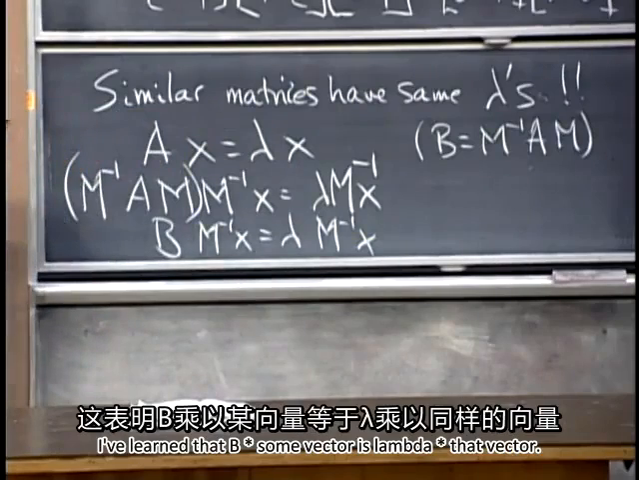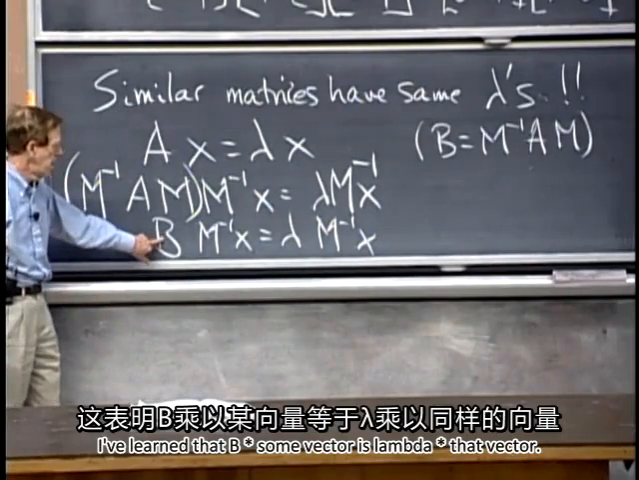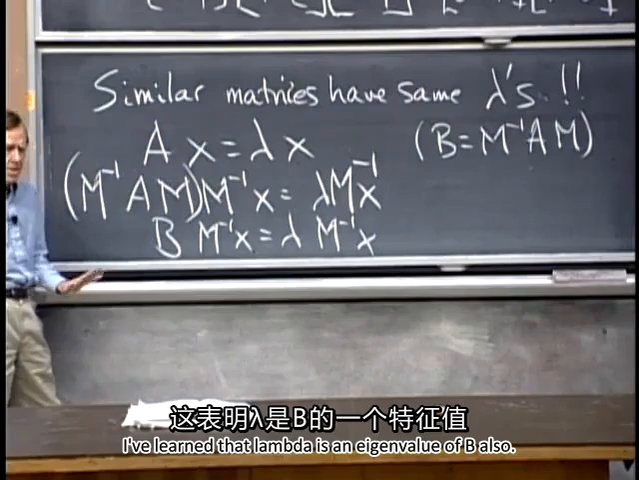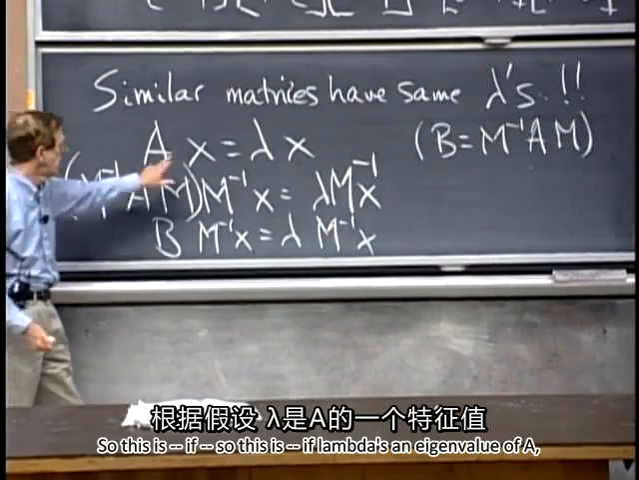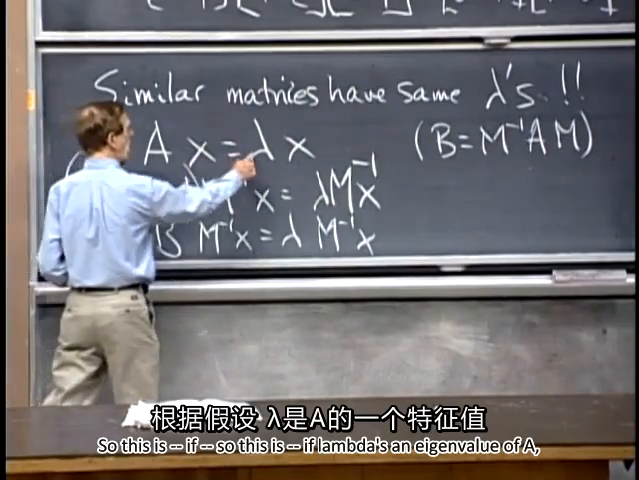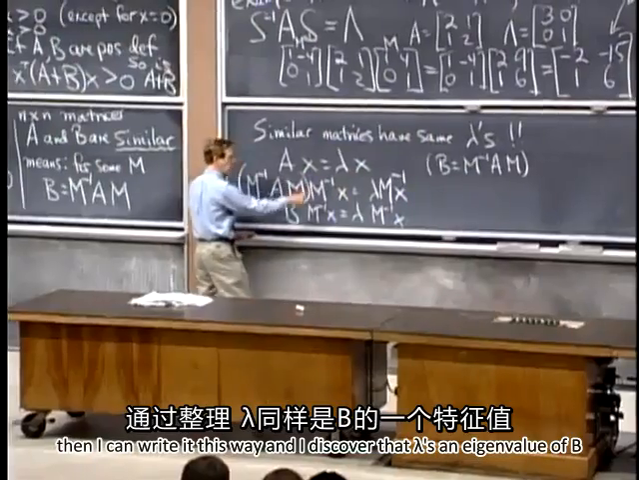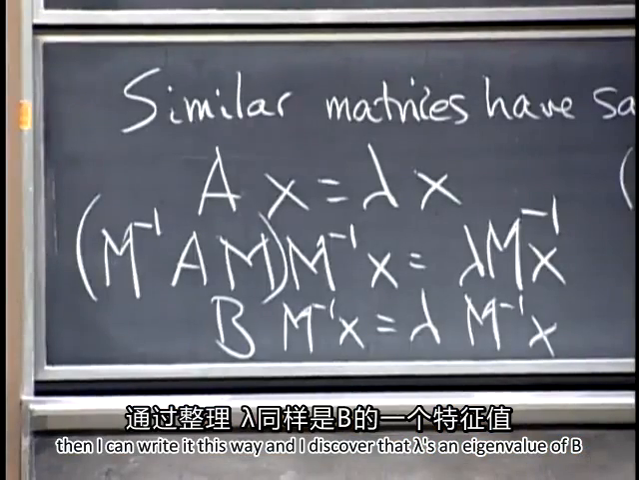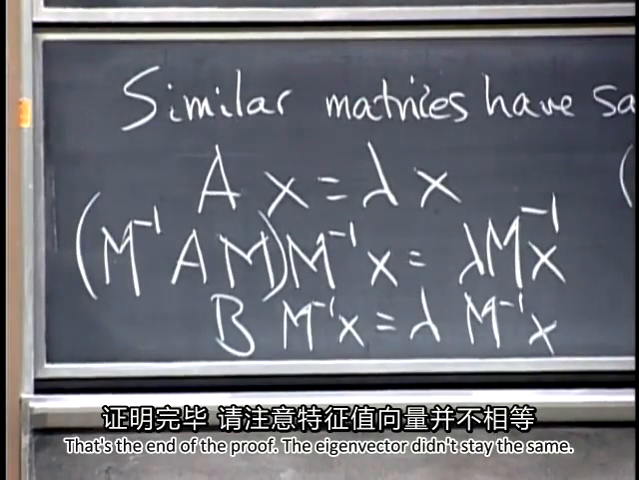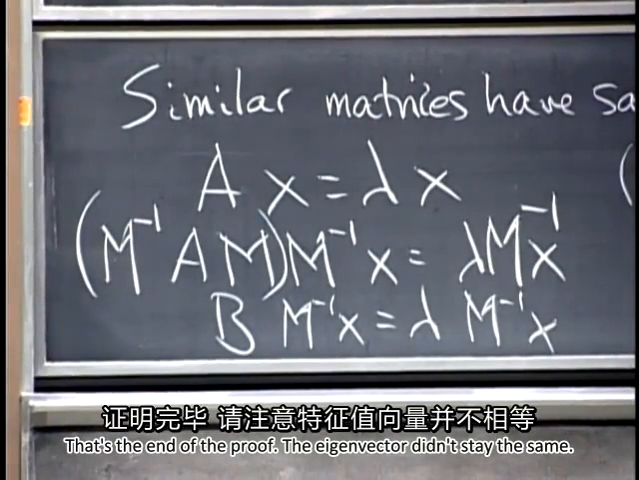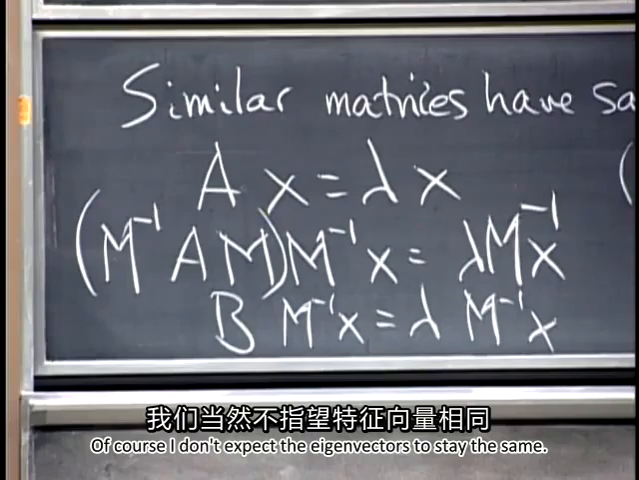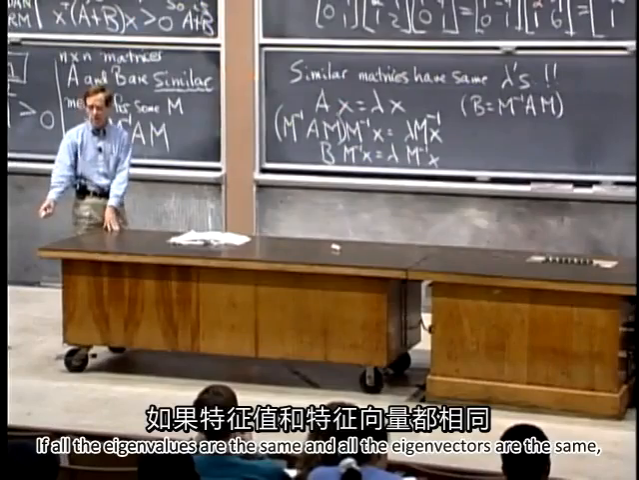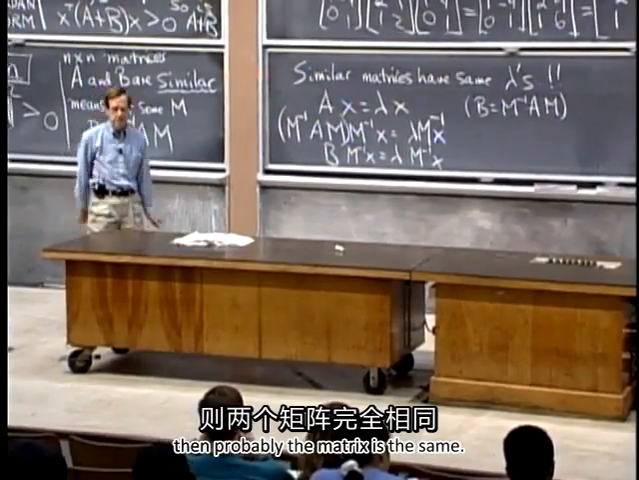So what have I learned? I've learned that B times some vector is lambda times that vector. I've learned that lambda is an eigenvalue of B also. So if lambda is an eigenvalue of A, then I can write it this way, and I discover that lambda is an eigenvalue of B. That's the end of the proof. The eigenvector didn't stay the same. Of course, I don't expect the eigenvectors to stay the same. If all the eigenvalues are the same and all the eigenvectors are the same, then probably the matrix is the same.